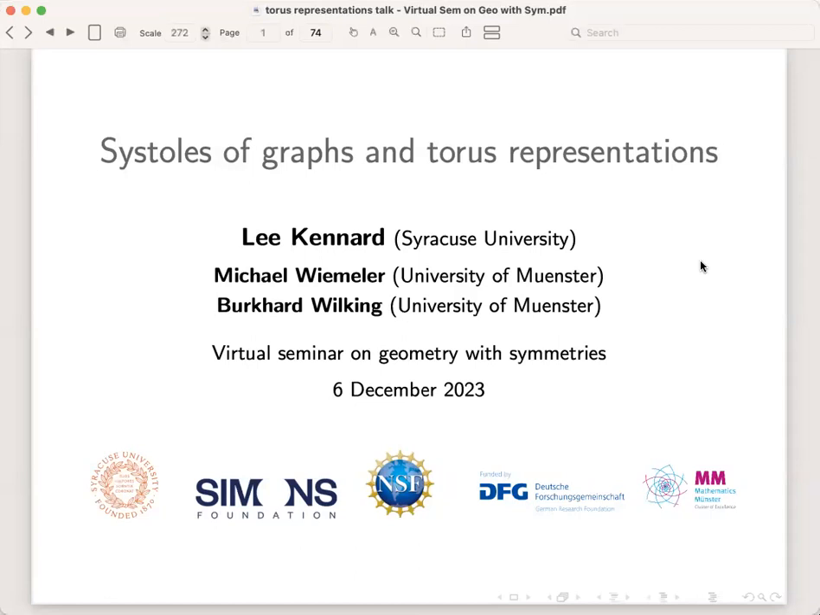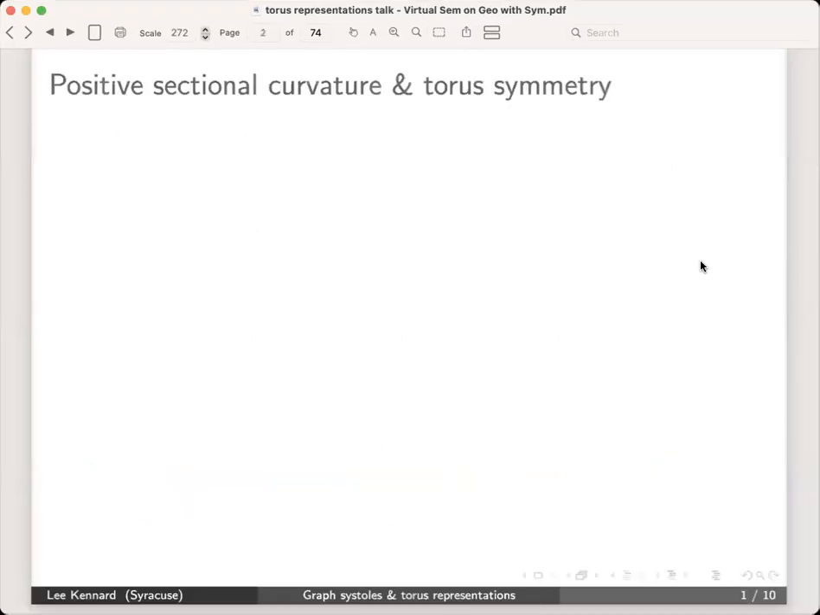I want to start with 2 slides on Riemannian geometry. This is our main focus. This is where our applications are. But what I'm going to spend the bulk of the talk on after that is talking about torus representations. It's completely elementary, and it has nothing to do with curvature, but potentially they have applications, these ideas and techniques, to other areas of differential geometry. So stay tuned, even if you're not interested in positive sectional curvature.